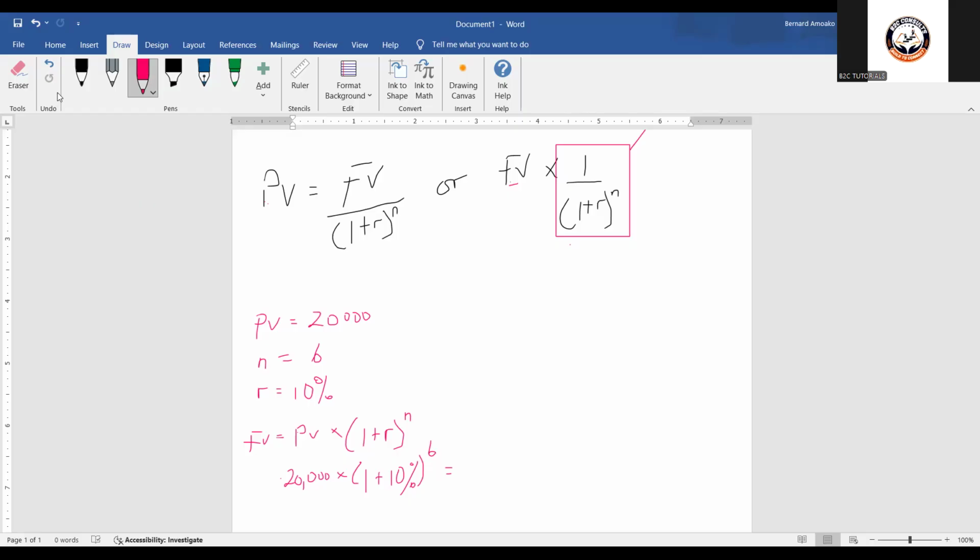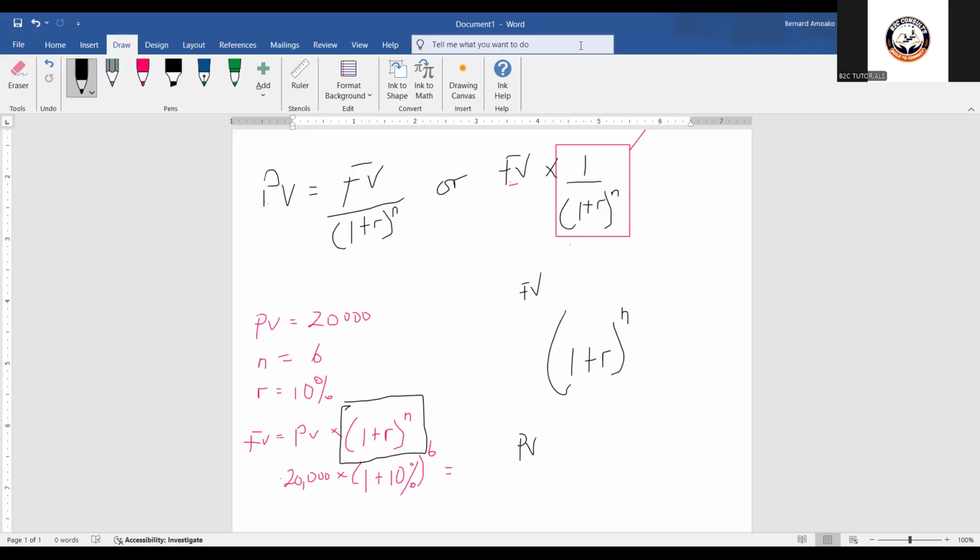The boxed one, this (1 + r) raised to the power n, is what we are going to look at using the table. So we'll be considering the table for the future values, and the table for the present values, and we'll solve some examples to sort ourselves out. All right, so quickly, let's go to the table and explain. This 1 over (1 + r) raised to the power n is what we are going to look at from the table.